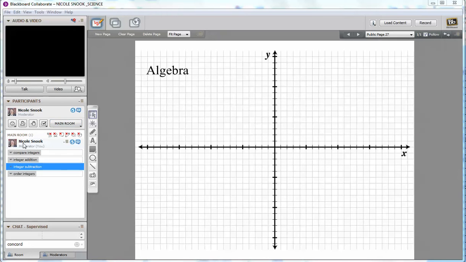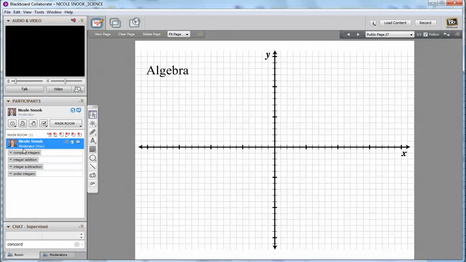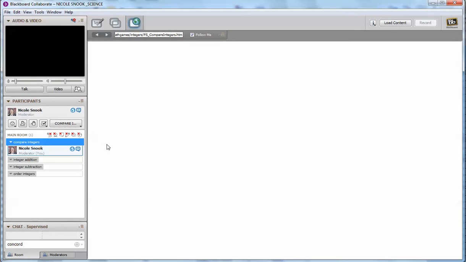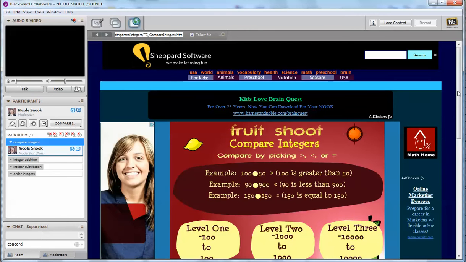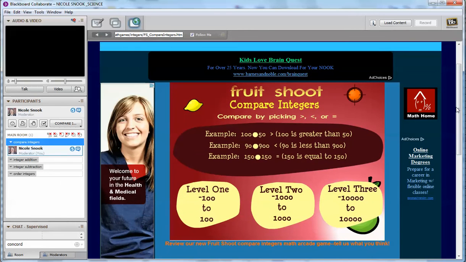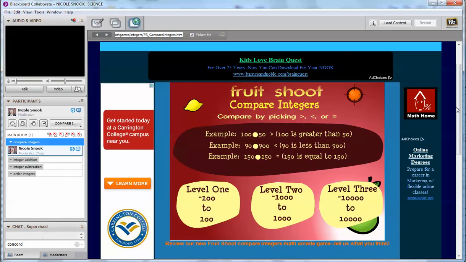So in these breakout rooms, I am going to just demonstrate for you the game that I have in here. I always think it's fun to try and make games out of math so that the kids aren't looking at math as this daunting task.